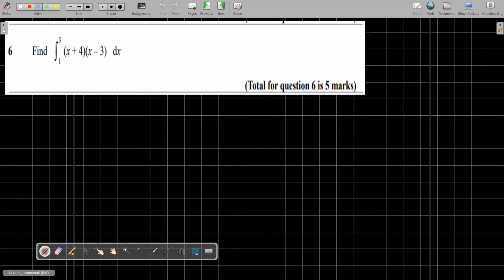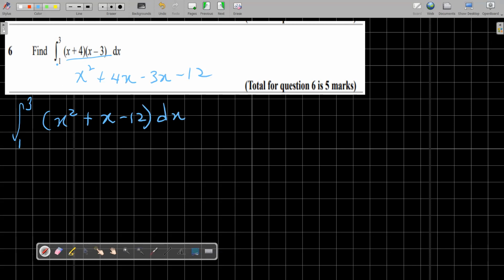The next question is what we call definite integral. So what do you have to do for definite integral? You have the lower limit and the upper limit. So the integral running from 1 to 3 of, when you expand this expression, you're going to get x squared plus 4x minus 3x minus 12. So this expression would be x squared plus x minus 12 dx.